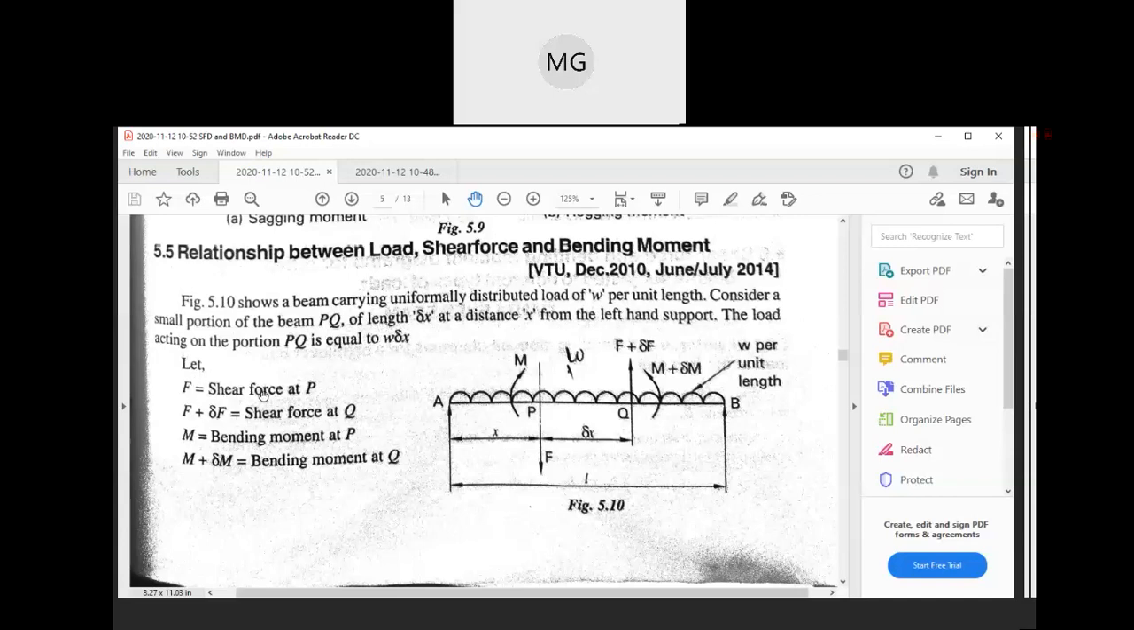Let the shear force at P be F. Here one force is acting, and the arrow is showing downward, so this is a downward shear force. Another shear force at a distance of dx, at point Q, is F plus dF, that is the magnitude of this shear force. Next, the bending moment at P is M. If P is the cross section, to the left there is one couple acting, M. Another couple is acting at Q, the bending moment at Q.